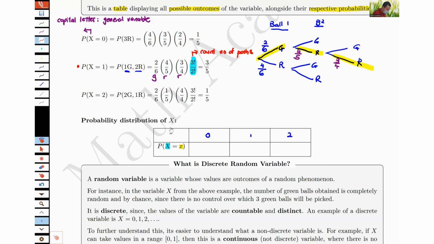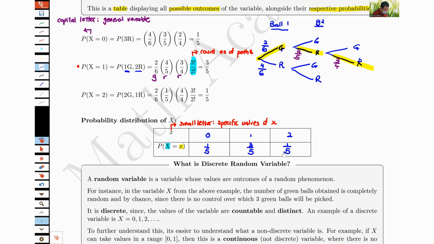That small letter that you see is referring to specific values of X. We are saying that the specific value that my variable can take is 0, 1, and 2. So this right side is that specific value, where I know that the specific value of 0, its probability is 1/5 counted above. When it's 1, it's 3/5. Last one will be 1/5.